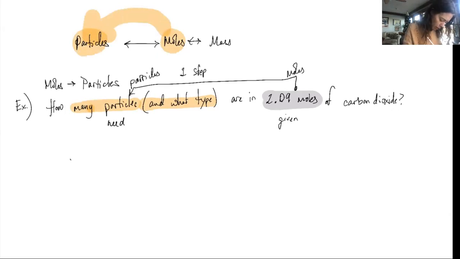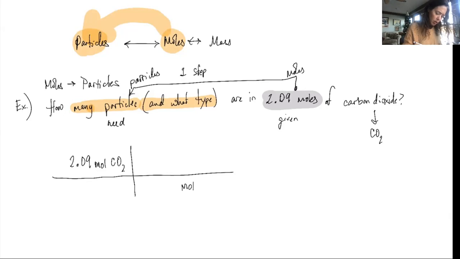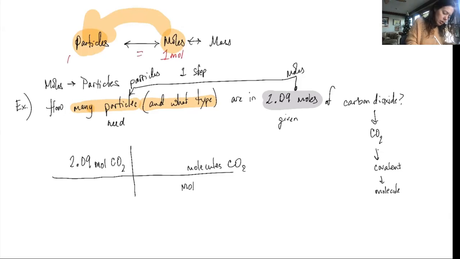So we're gonna start with what we're given, 2.09 moles of carbon dioxide, that is CO2. I'm going from moles to particles. And what type? Well, this is covalent, so it would be a molecule, right? So I'm actually counting molecules of carbon dioxide. Now, whenever I go from moles to molecules, remember we've learned that one mole, I'm writing on my little roadmap up there, is equal to 6.02.